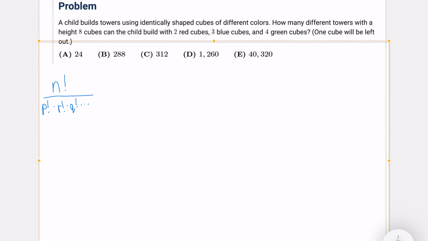In this problem, we will be using permutation with repetition. And so this is the formula that I have written out right here. N represents the number of total items, while the P, Q, and R represent the number of items that are repeated.